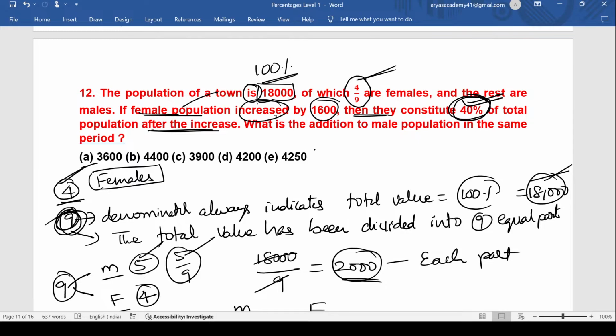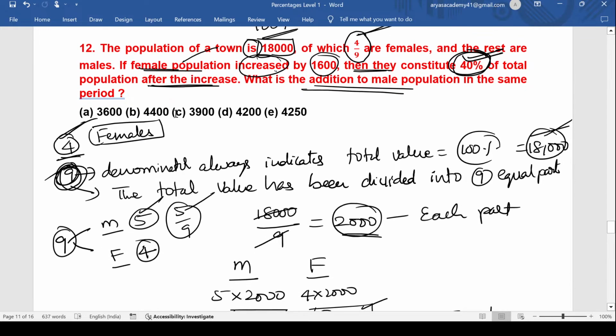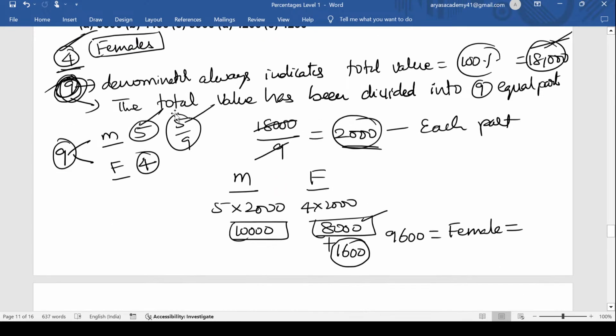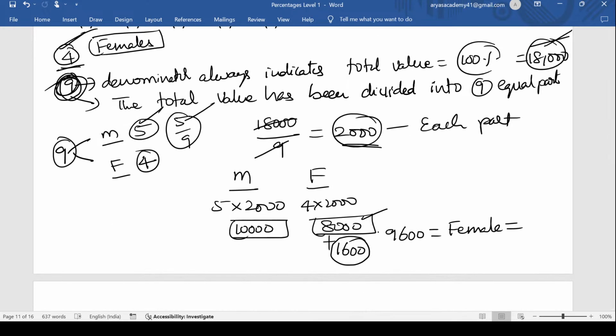40% of the total. Then what is the addition to the male population? So the male population increased by how much? So the female population after increase is how much? 9600. But in terms of percentage it is how much? 40. If females are 40, it is needless to say that the percentage of males will be how much? 60, right?